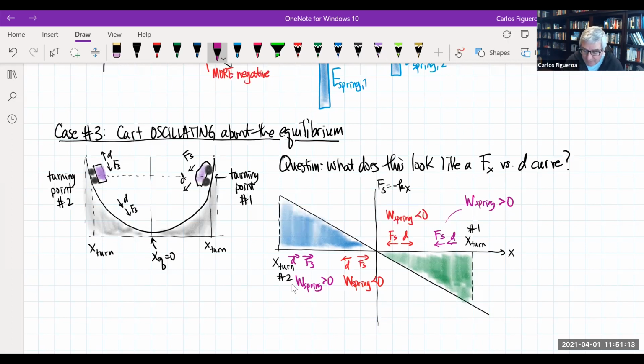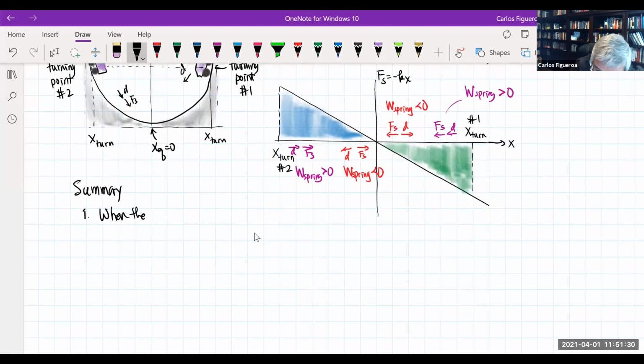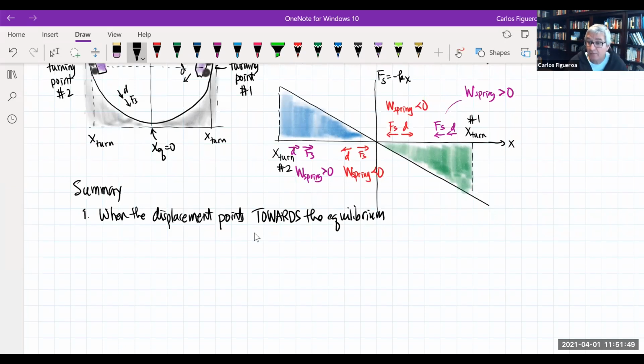So I said that in pictures here. And so then I could come back and say it in words just to summarize, right? So in summary, to make sure that you're following me, here's the first thing that I would say. So when the displacement points towards the equilibrium, right? There's two situations for this.